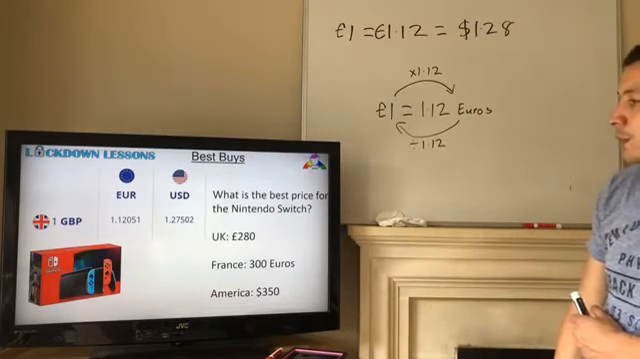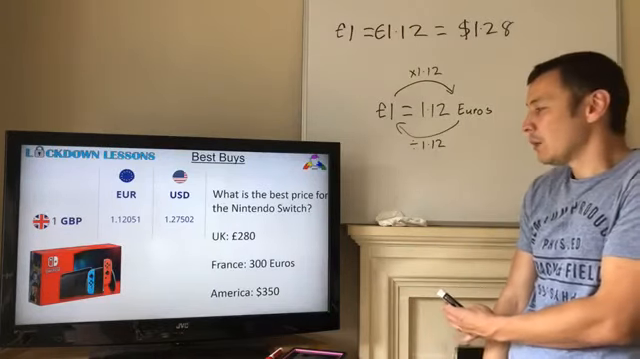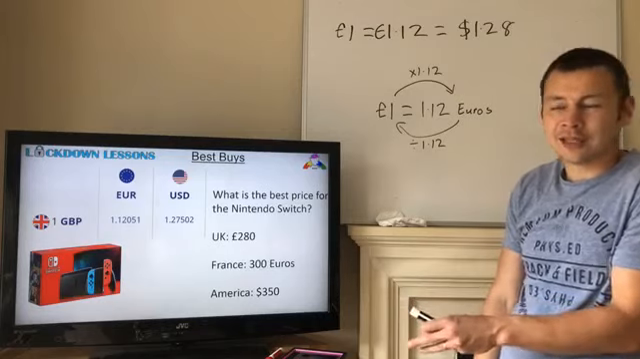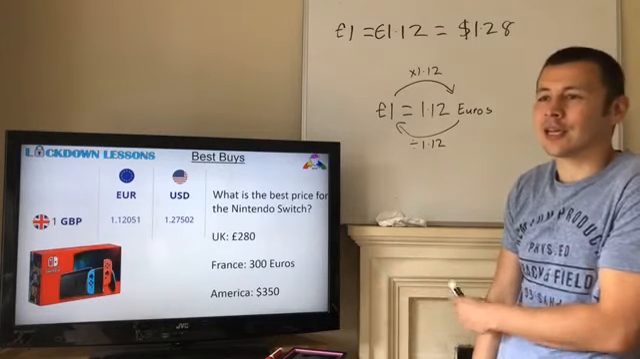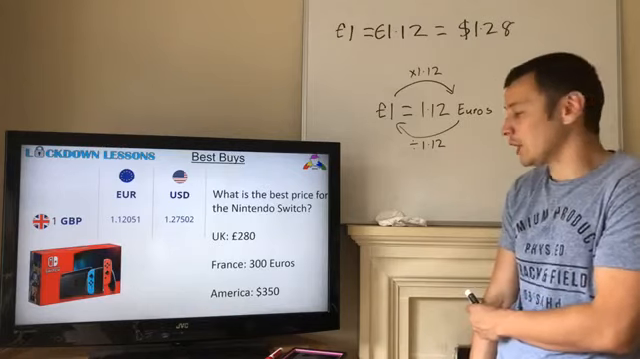So where's the cheapest switch? If you were buying one for yourself, you want to get it as cheap as possible. There is import tax to think about, so please don't go and do this as other things, but just the basic price of it. You can work out which one is cheapest.